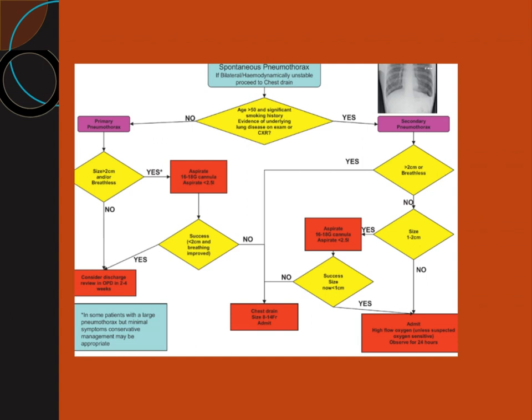So the first intervention, if it is more than 2 centimeters in primary spontaneous pneumothorax, would be to go for aspiration. You can go with a cannula or with the aspiration kit. Aspirate it and repeat a chest x-ray to look at whether the size has decreased to less than 2 centimeters or not. If the size has decreased to less than 2 centimeters, then you can be reassured and the patient symptomatically improves. At that point, you can discharge the patient, and we need to keep this patient as a follow-up patient.